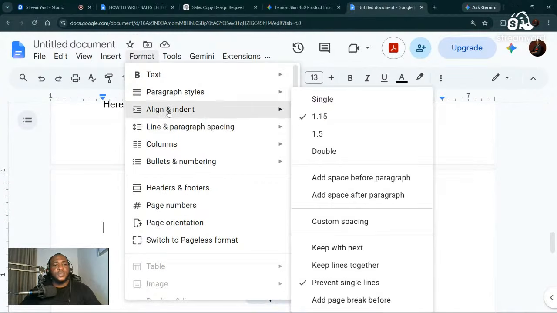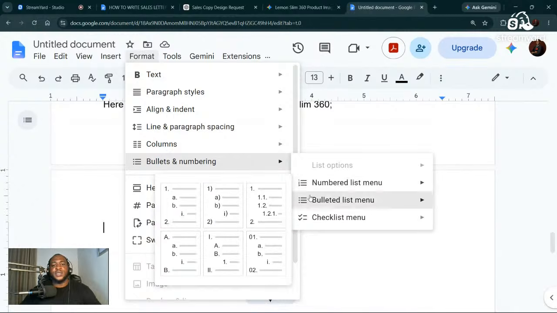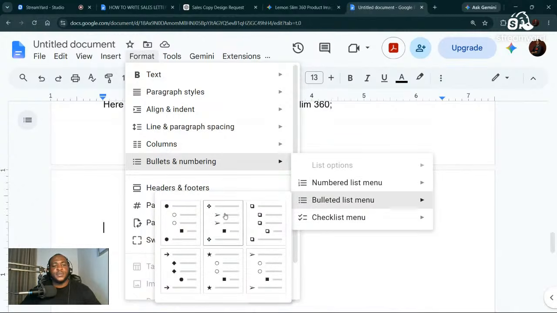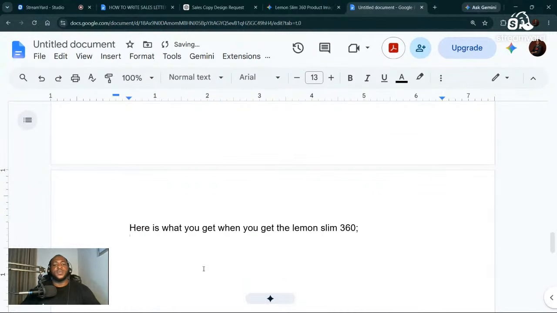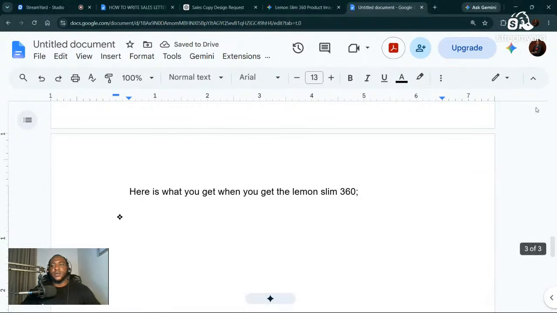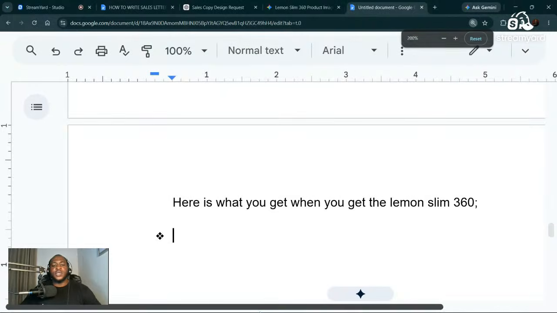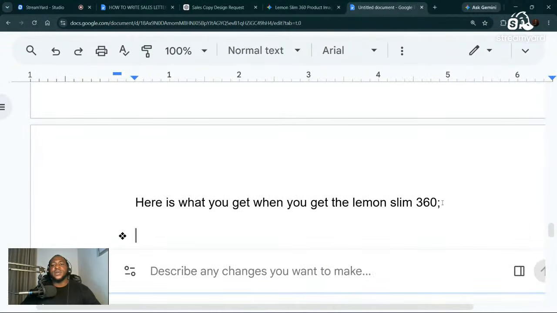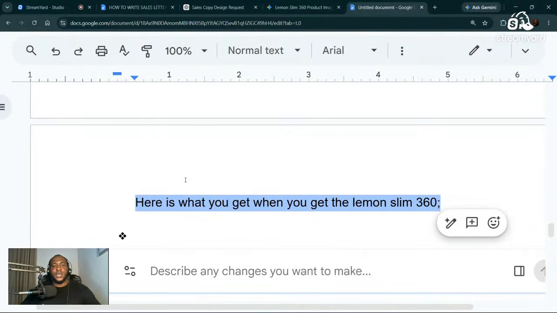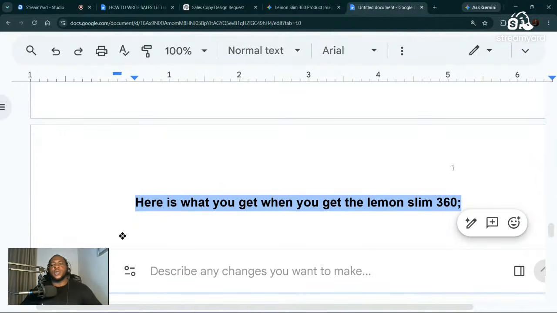So we need to use bullets. Where is the bullet? We use this. This is called bullets. Now, bullets is that thing that I just did right now. So here is what you get when you get the offer, the Lemon Plus 360 today. And I'll just put today.